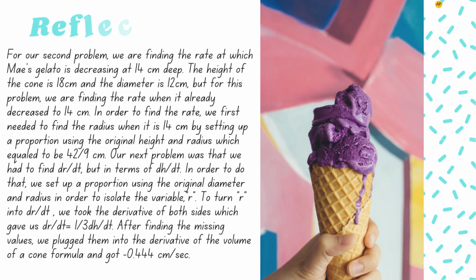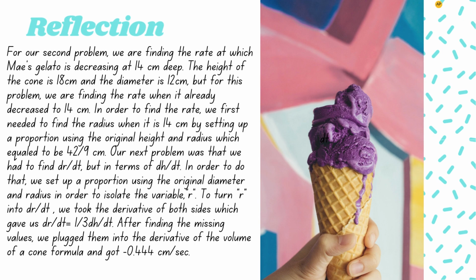For our reflection, we found the rate at which the height of the gelato was decreasing when it was 14 centimeters deep by finding both dr/dt and the radius at 14 centimeters by setting up proportions. After calculating those variables, we plugged it into the derivative of the volume of a cone and solved, giving us a rate of negative 0.44 centimeters per second.